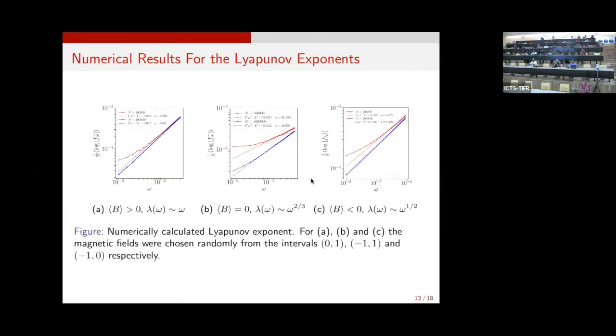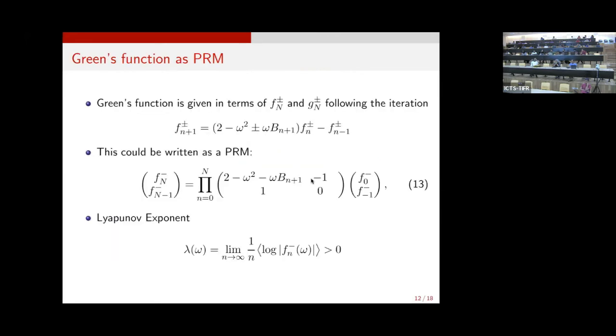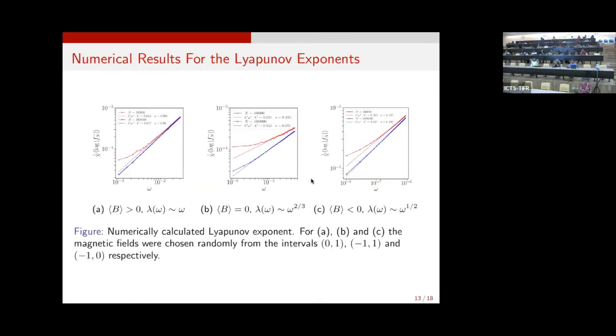I'll just show you the numerical results, although there is an interesting connection between the Lyapunov exponent of this thing and the Lyapunov exponent of a harmonic oscillator with a parametric noise. But just for this talk, the numerical evidence is enough. So it turns out that lambda of omega, the Lyapunov exponent, depends on the average of the magnetic field, and it goes as omega to the power 2/3, or omega to the power 1/2, or omega, depending on whether average b is greater than 0, average b is less than 0, or average b equals 0.